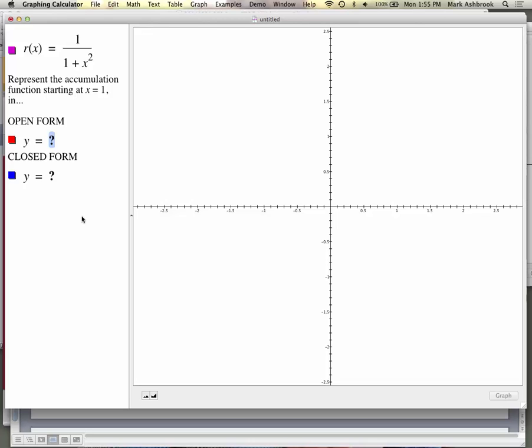So what will the structure of the open form accumulation function be? It's the general structure. An integral, right? In graphing calculator, that's Control-Shift-I. Okay, what's my lower limit of integration? Upper limit. Good. What function? I could retype 1 over 1 plus t squared, or, I've already defined r up here, so I can just use it. And then I want dt. There's the open form.